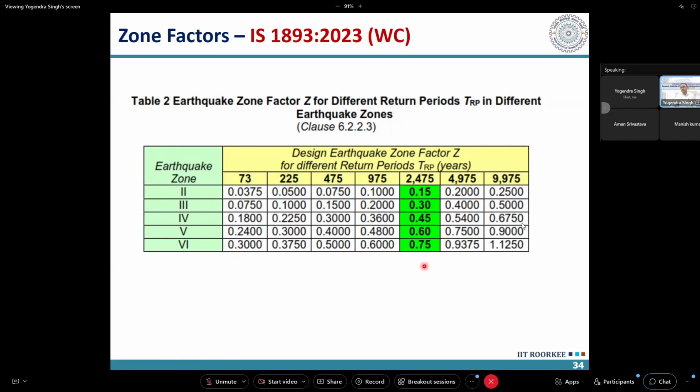Earlier we were designing the bridges for 475 years, and for important bridges we were multiplying by an importance factor of 1.5. So you can see that that importance factor still remains more or less the same. So it is 0.5 and this is 0.75. So important structures will be designed for 2475 years, but no additional importance factor is needed. So this 0.4 with importance factor 1.5 will become 0.6. So this ratio roughly remains 1.5 between the two.